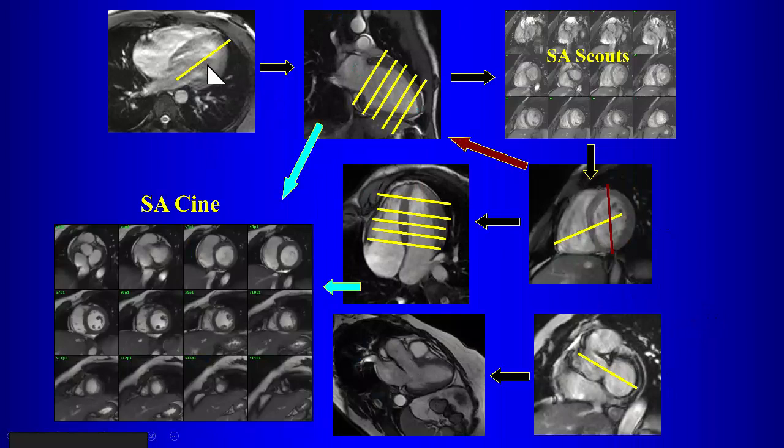Now, just going through that quickly, we started with our axial plane, got a nice approximation of a 2-chamber view. From here, we got short axis scouts. Once we got our short axis scouts, we're able from this to get a 3-chamber view. We're able from the short axis scout to get a 4-chamber view. If we wanted a better 2-chamber view, we can go back and get one, and then we will take our 4-chamber view and our 2-chamber view, and use those to generate your short axis cine views. Okay?